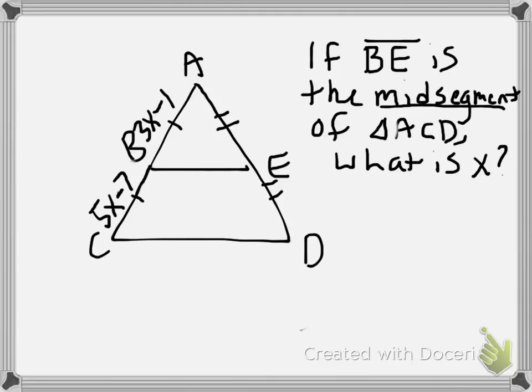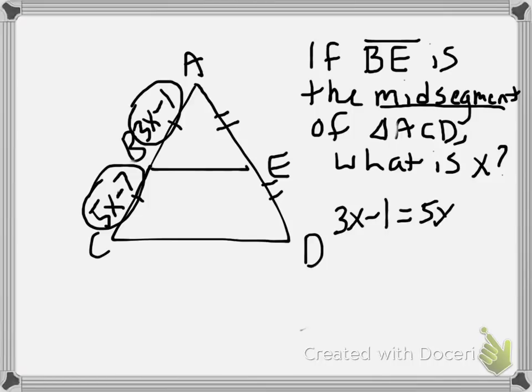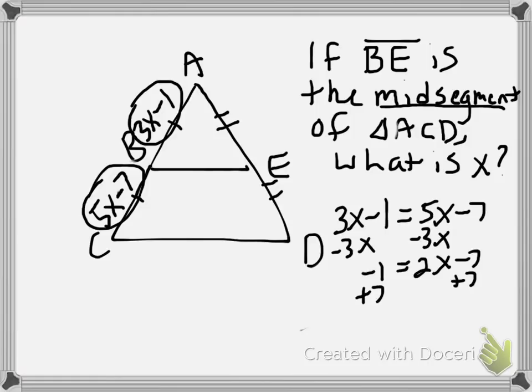Well, since it's a midsegment, I know that that segment has to be congruent to that segment. Well, if those two are congruent, then I can just set them equal to each other. So 3x minus 1 has to equal 5x minus 7. Again, x is on both sides. I can go through minus 3x to both sides. So I get negative 1 is equal to 2x minus 7. Add 7 to both sides. I get 6 is equal to 2x. Divide by 2. And I get that x is equal to 3.